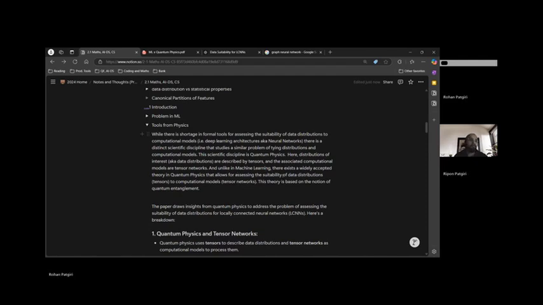And unlike in machine learning, where there are no accepted mathematical models, in quantum physics there exists a widely accepted theory that allows for assessing the suitability of data distributions to computational models. And this theory is based on the notion of quantum entanglement. So what have they done here? They have drawn an analogy between machine learning and quantum physics. They're trying to show that if a machine learning model is mathematically similar to a system they're studying in quantum physics, then the tools available in quantum physics can also be used in machine learning. That's what they're trying to do.